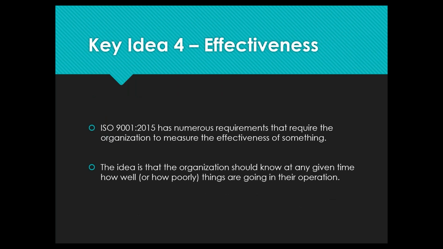Key idea number 4 is effectiveness. ISO 9001 has numerous requirements that require you to measure the effectiveness of something. And the idea is that you should know at any given time how well or how poorly things are going in your operation. So let's take a look at the clauses where this is mentioned.